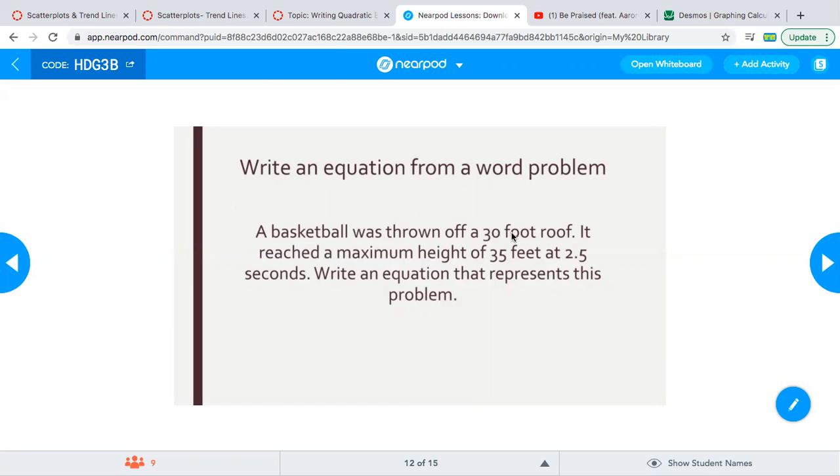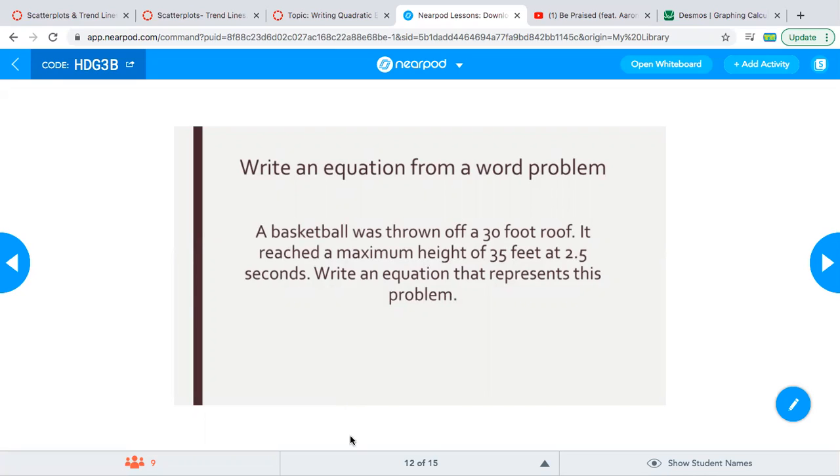A basketball was thrown off a 30-foot roof. So Noah was standing on a 30-foot roof and threw a basketball off of it. It reached a maximum height of 35 feet at 2.5 seconds. Write an equation that represents this problem.